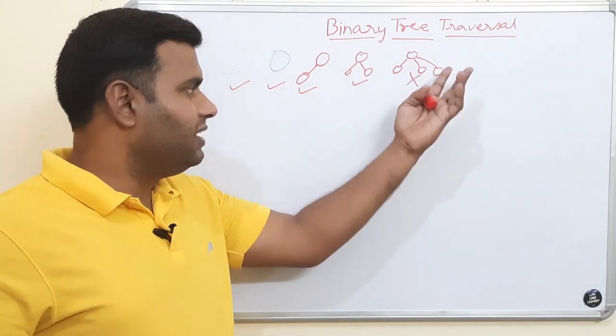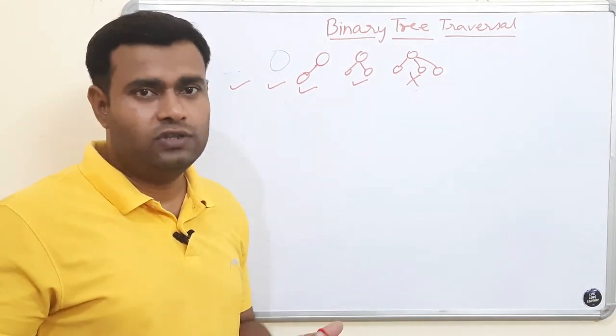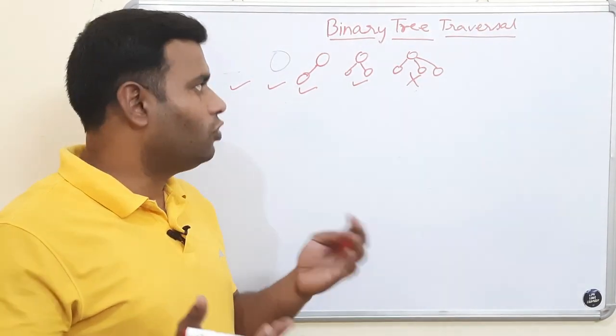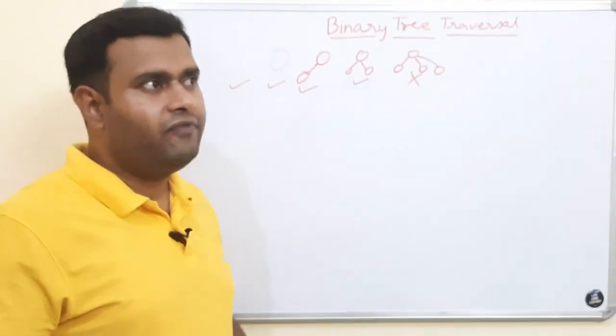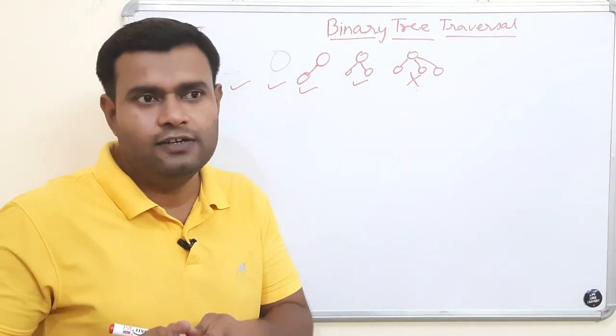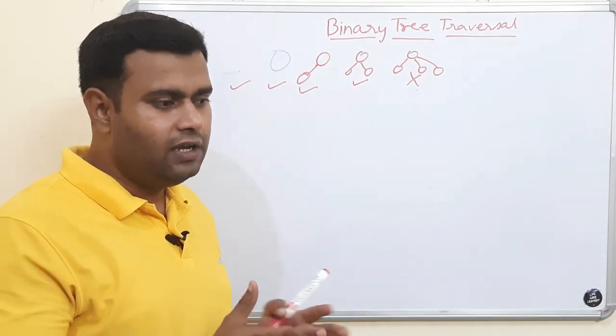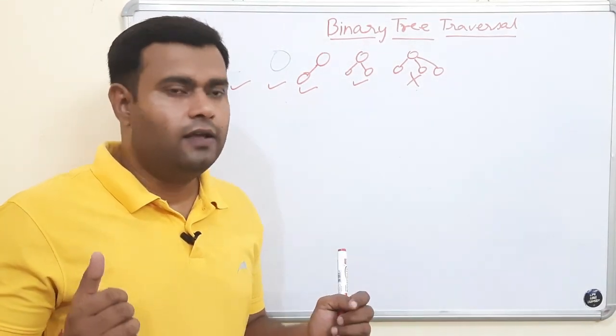These kinds of trees we have given a name called n-ary tree. We will talk on that some other day, but today let's look at binary tree traversal and why these traversals are needed. These traversals are needed so that we can represent a tree in a serialized form. Okay, so let's see.